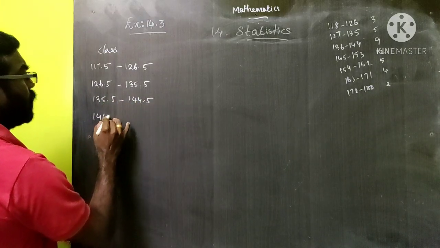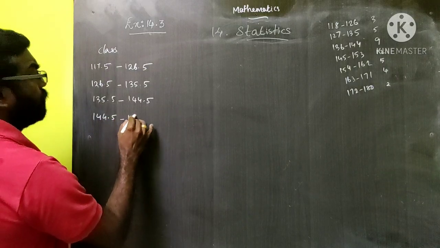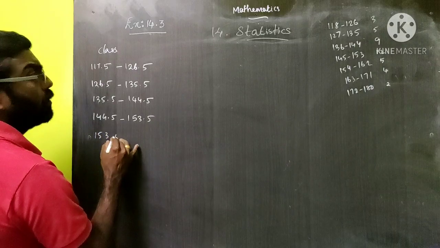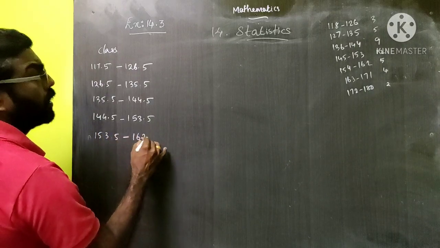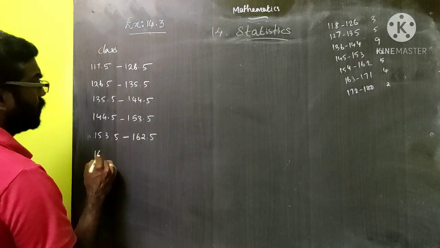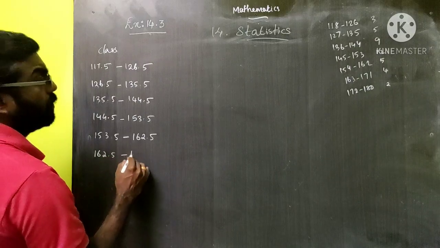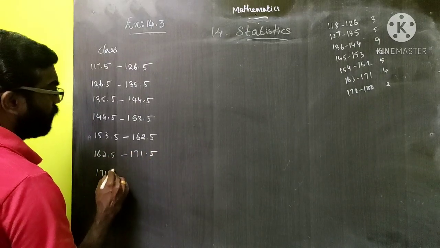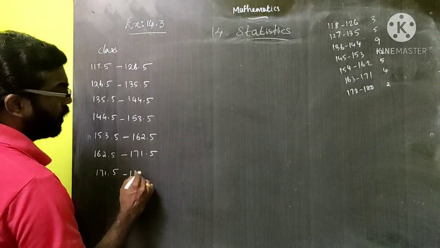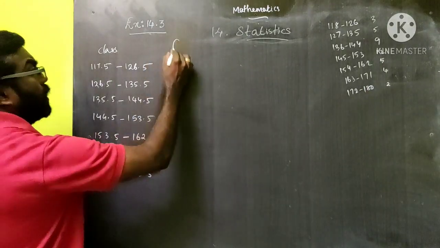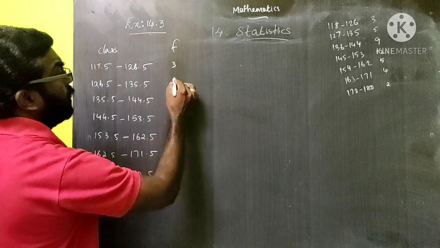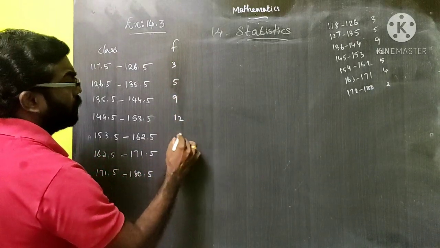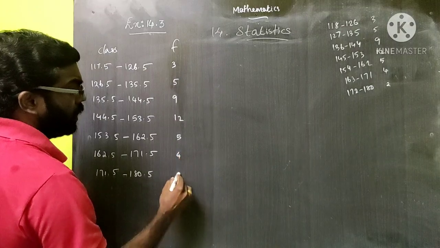Then 144.5 to 153.5. 153.5 to 162.5. 162.5 to 171.5. Then 171.5 to 180.5. The frequencies remain the same: 3, 5, 9, 12, 5, 4 and 2.